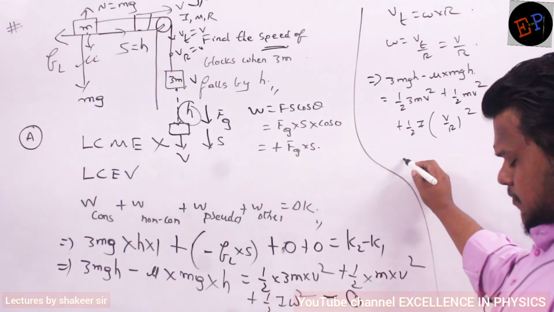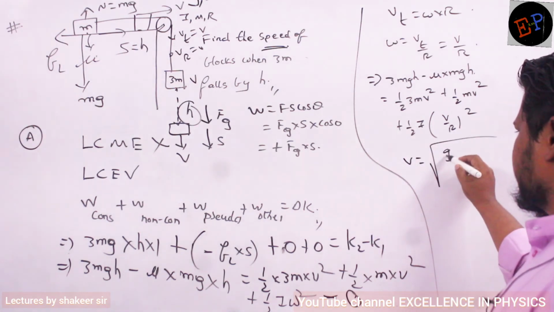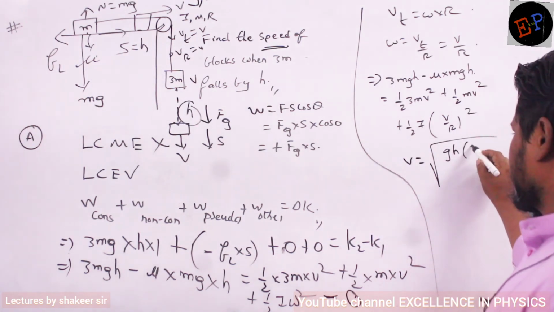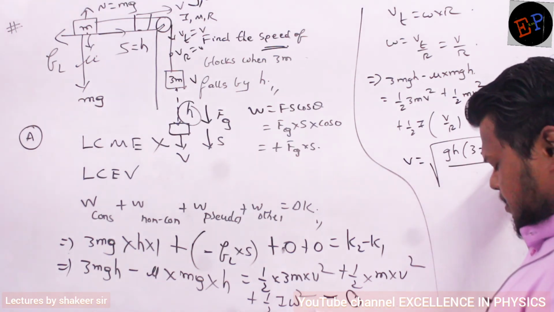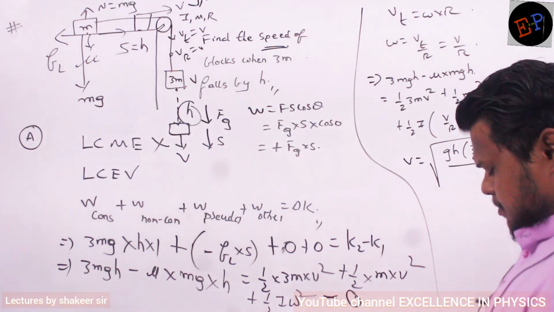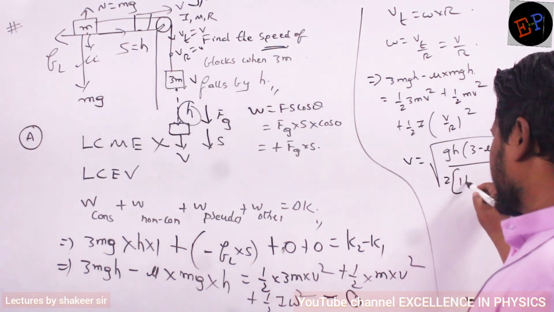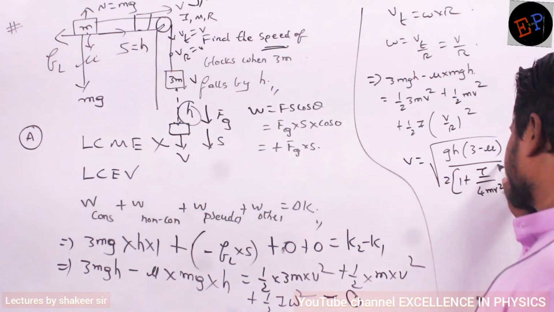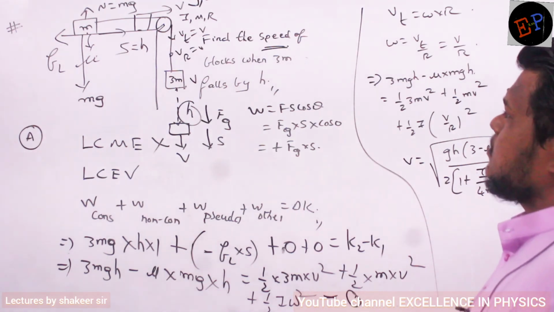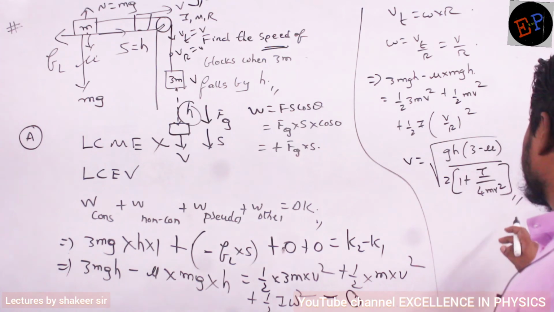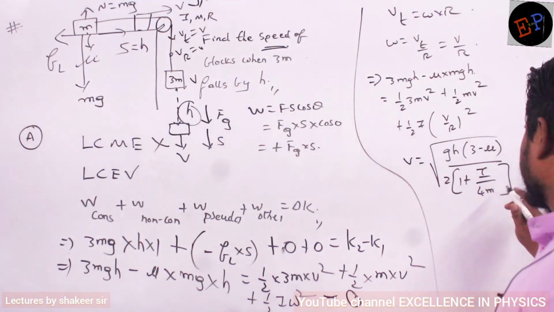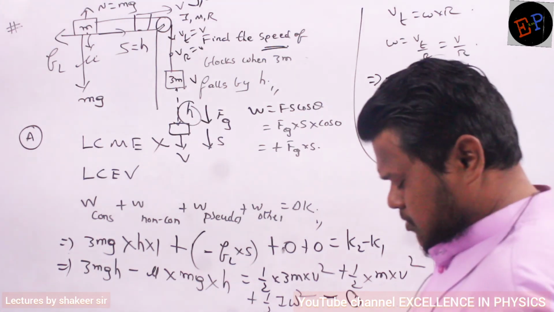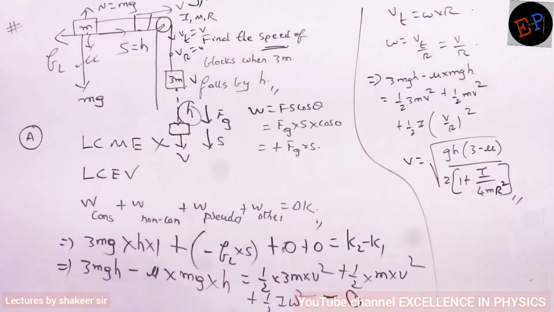So the final velocity which you should get is the square root of gh into 3 minus mu divided by 2 into 1 plus I by 4m r square. Here he gave us capital R, so I will write capital R only. 4m into R square. So that is the final velocity which you will get. Is it clear?